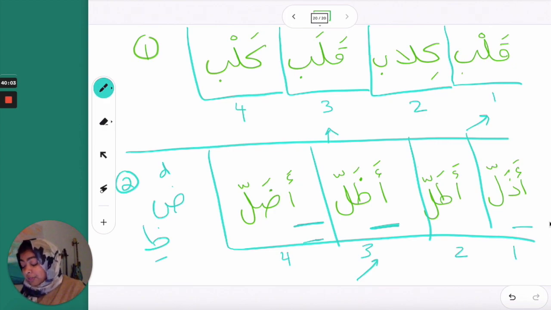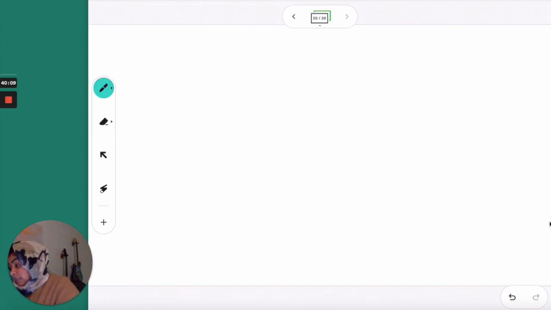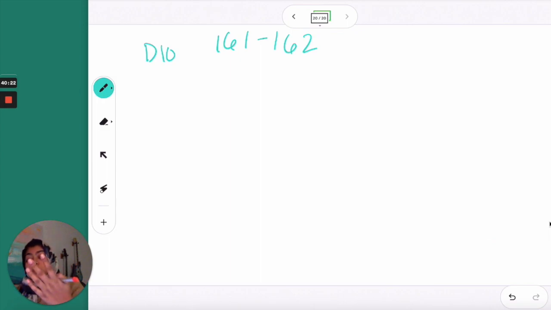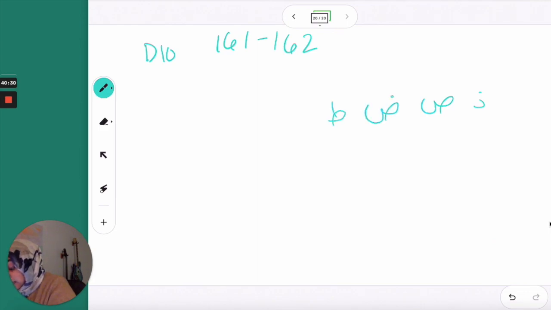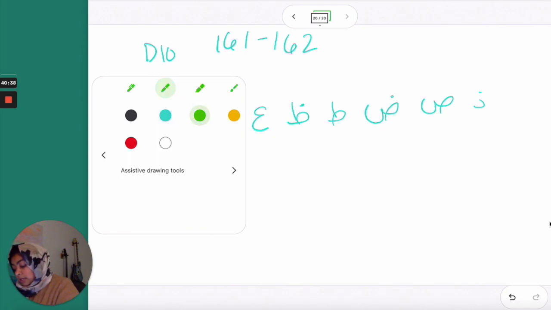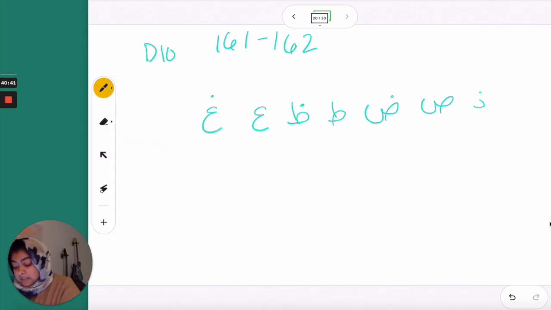The other thing that you want to practice, I'm going to clear the screen again, is drill 10. And drill 10 is on the bottom of page 161 to the top of page 162. And in this one, you're recognizing the sounds between these letters. And I'm going to write them all here because these are the new letters, a lot of the new letters that we've done that students often get confused with. Okay, so I'm going to go through each one and I'm going to pronounce it. Okay, starting on the right side.